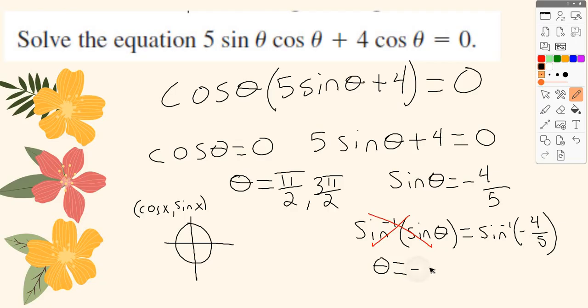Okay, that's in degrees. If we are in radians, we get -0.927. Yes? Do those answers look different than the answers that I've been getting for stuff? What makes them look different?